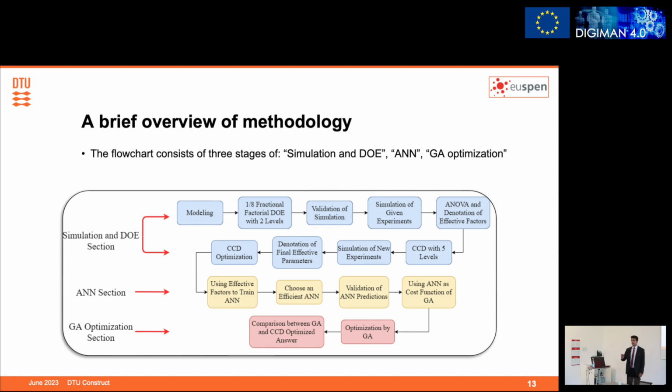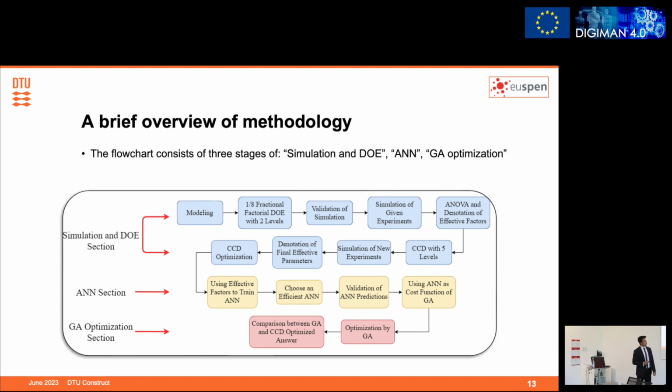Then we went for the second step of design of experiment. In this step, we deleted some of the input factors that were not really influential on the outputs. So we did CCD design of experiments, this time with 5 levels for each factor, so that we can have a better resolution of the manner of effect of each factor on the results. So we conducted some new simulations based on the tests suggested by CCD, and then we realized that yes, these factors are really effective, and this factor is more effective than the other one.